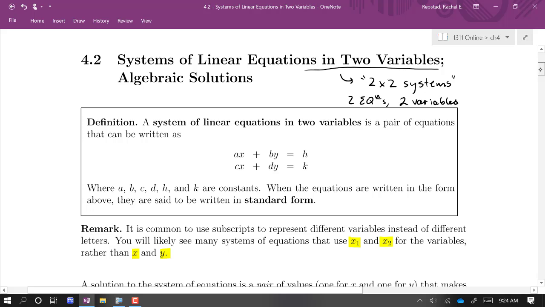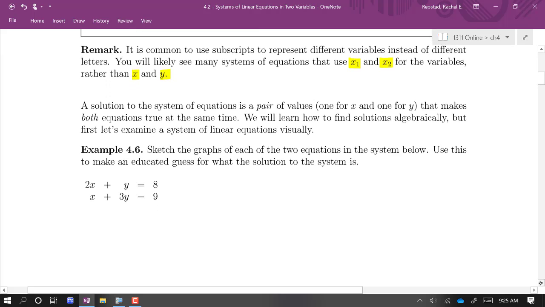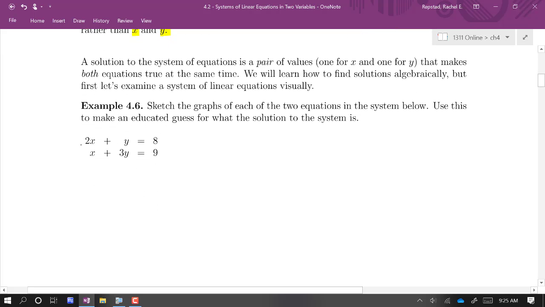So when we say we're solving a system of equations, what we mean is that we're trying to find a pair of values, one for x and one for y, that satisfies both of these equations at the same time. Now, let's look at an example. Here we're given a system of equations, 2x plus y equals 8 and x plus 3y equals 9.